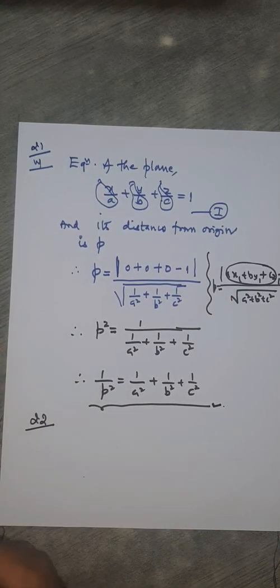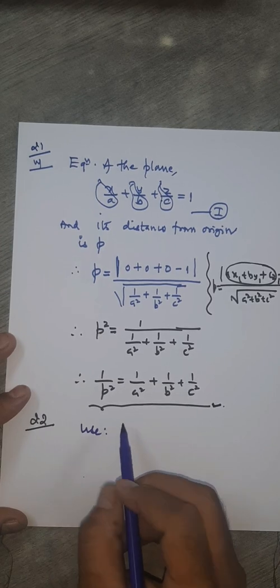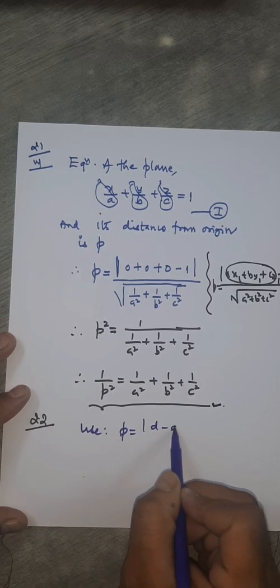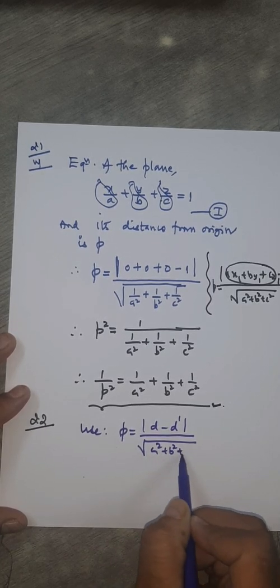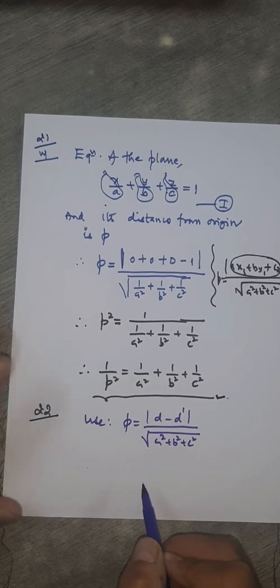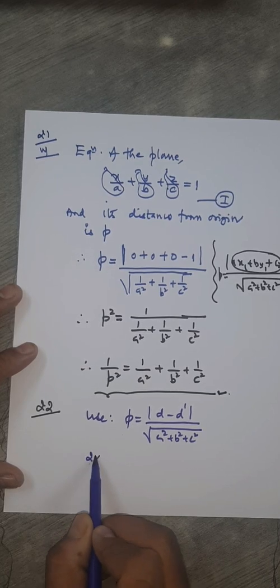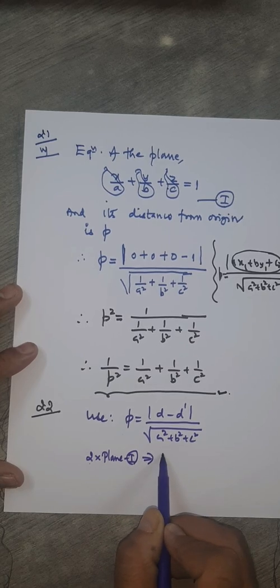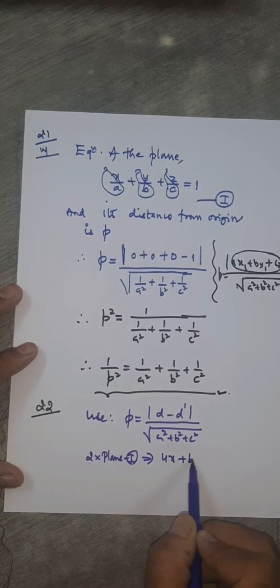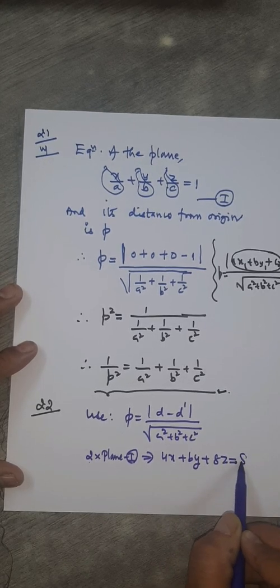Question number 22, that's an MCQ. Distance between these two planes. So which formula do you use for distance? Let me write small p equals d minus d dash upon under root a square plus b square plus c square. But here you should note that the coefficients of x, y and z should be the same. So the first plane you need to multiply by 2. 2 into the first equation, plane 1. So what do we get here? 4x plus 6y plus 8z equals 8.